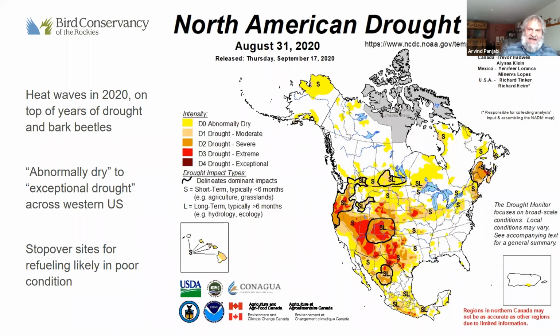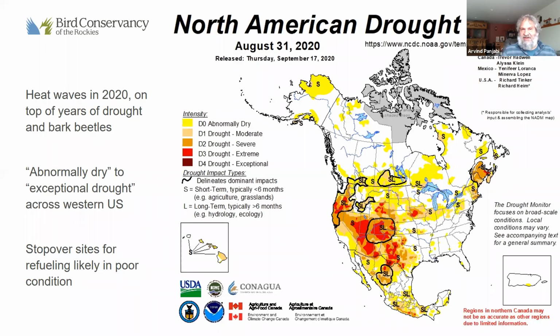And certainly we had extreme heat and heat waves in 2020, and those came on top of years of drought and years of bark beetle infestations that created high fuel loads in our forests. And much of the region in the western United States, particularly the Southwest, was recognized as abnormally dry to exceptional drought, the highest condition recognized under the North American Drought Monitor. So this means that stopover sites in these areas were likely in poor condition.